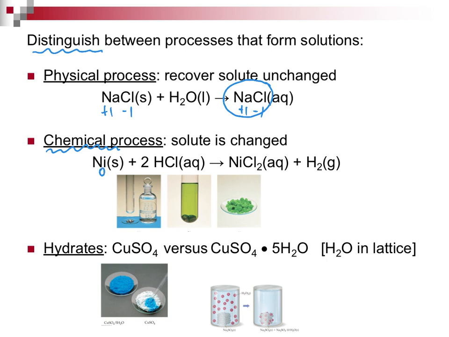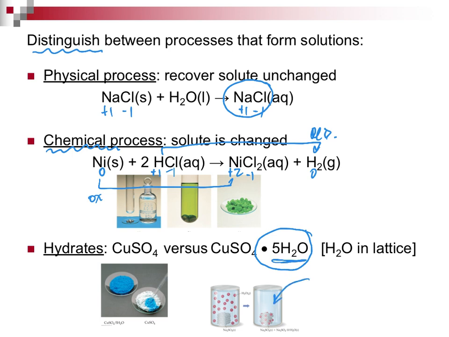Nickel has an oxidation state of 0, +1, -1 for HCl. Nickel chloride is a +2 for nickel, -1 for chlorine. Hydrogen is a 0. We've had hydrogen go from a +1 to a 0, nickel go from a 0 to a +2, oxidized and reduced. Again, Chemistry 1210. There's also something called a hydrate, where if you open up the solid's container, water can go into the lattice. And you need to include this in your molecular weight.